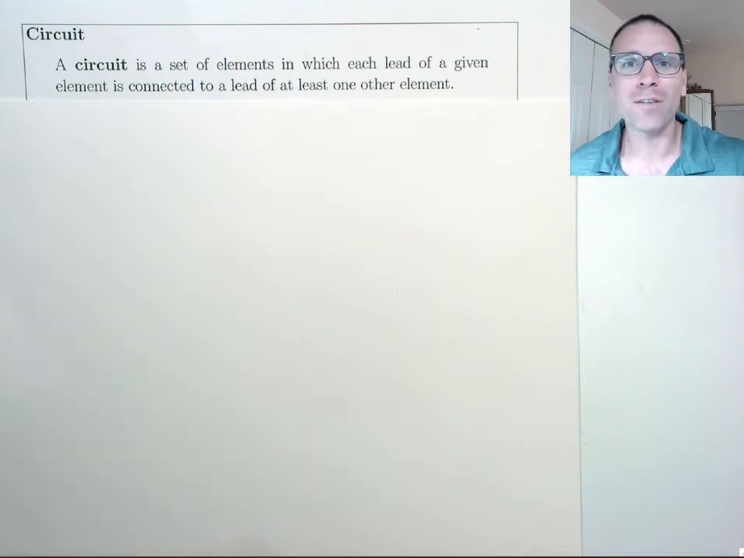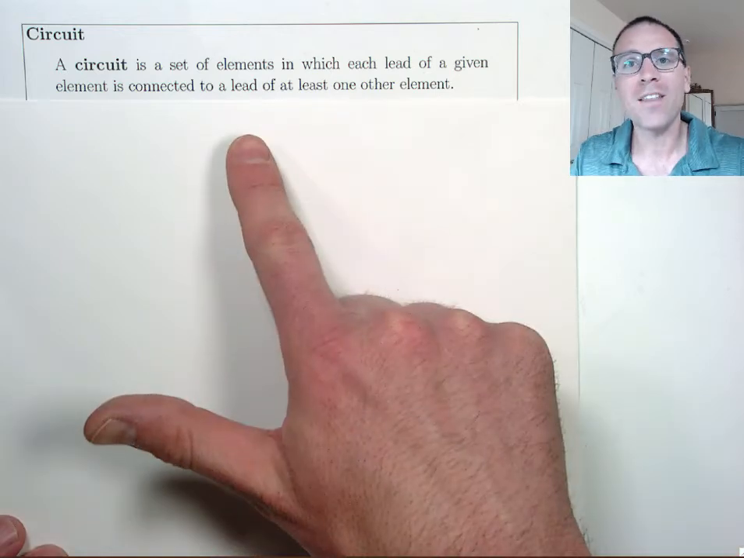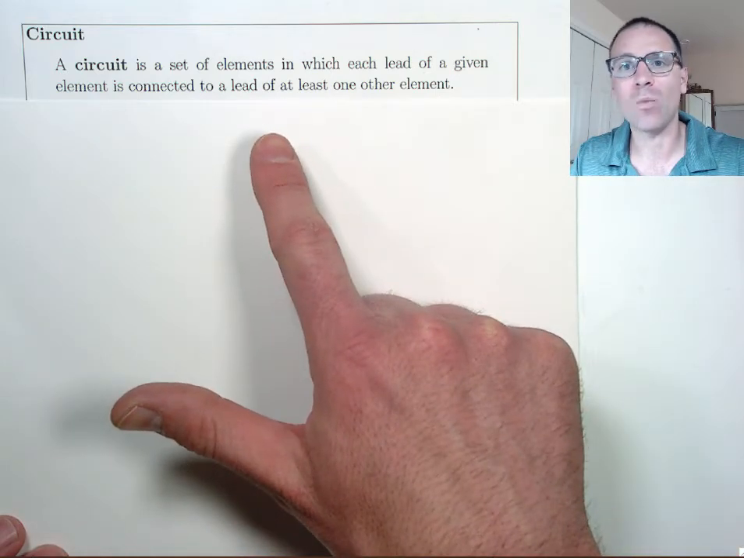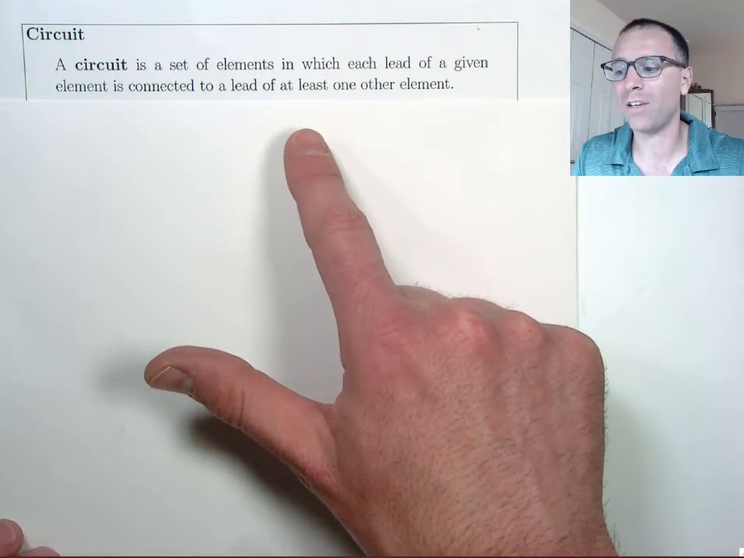In this video, we're going to define nodes of a circuit. Before we do so, I want to formally introduce the definition of a circuit for our work. We say that a circuit is a set of elements in which each lead of those elements is connected to the lead of at least one other element.